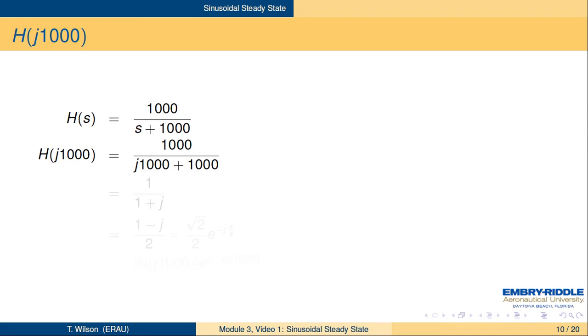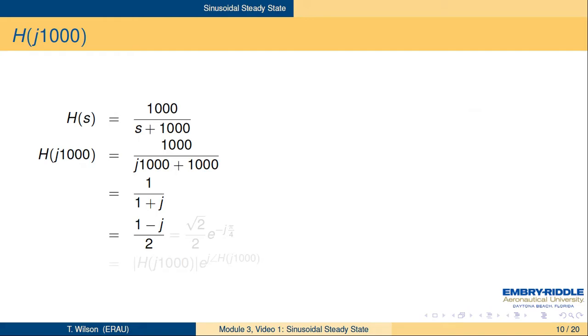And when that's the case, you get 1000 over j 1000 plus 1000. The thousands all cancel out. You get 1 over 1 plus j. And in this case, we'll multiply by 1 minus j over 1 minus j to get 1 minus j over 2. And then we'll realize that 1 minus j is a complex number in the fourth quadrant of the complex plane with a real part 1 and an imaginary part minus 1.